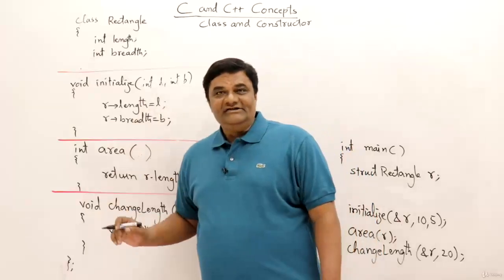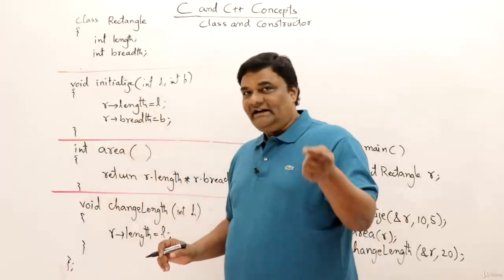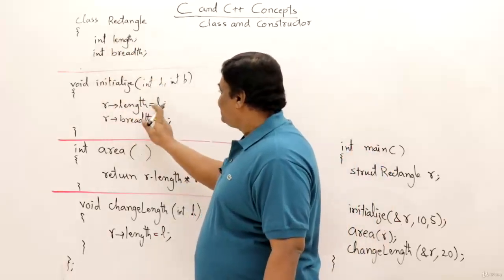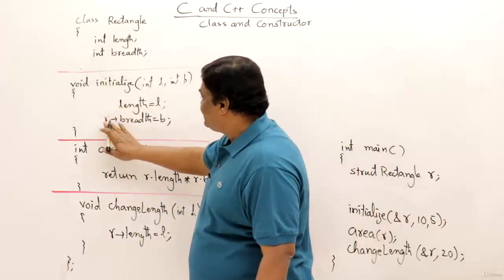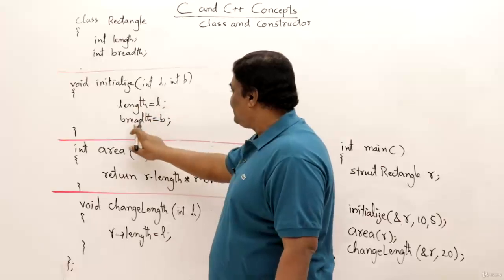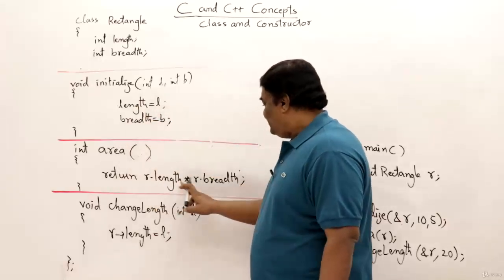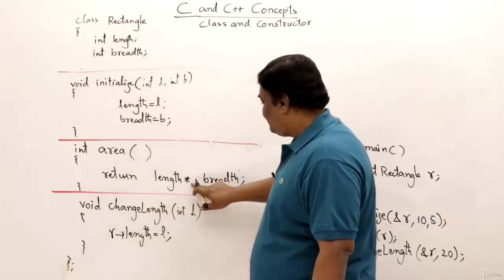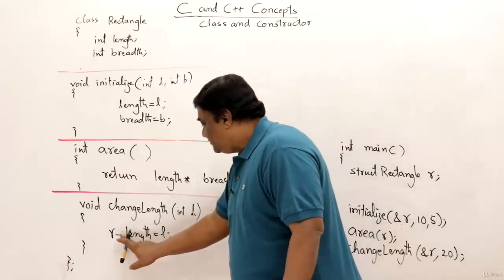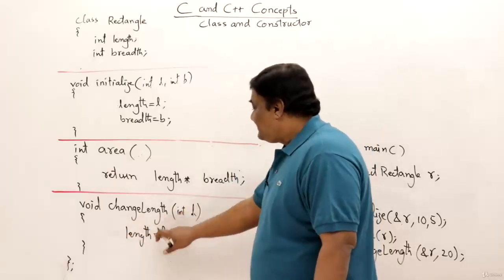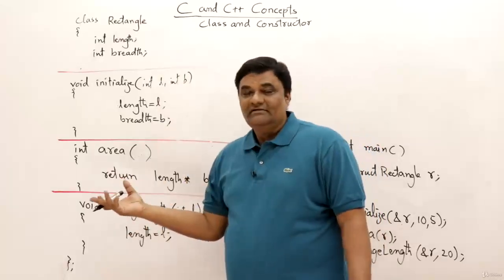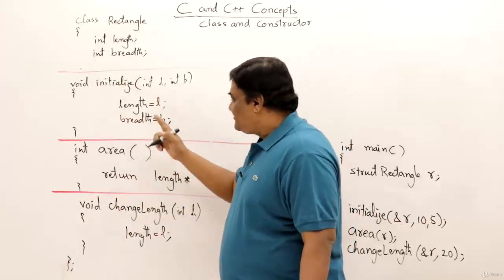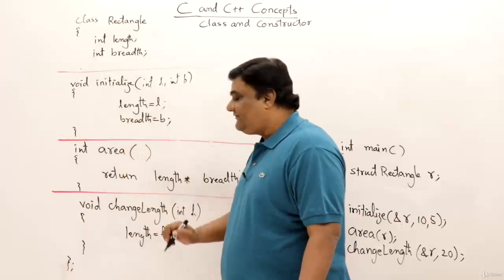So I have made one change. Now a few more changes, again for all the functions. Length and breadth are directly accessible, so no need of this variable name. Just length assign L, breadth assign B. Here also, length and breadth are directly accessible. No need of R here because I have removed the parameter. Now here also, no need of R. It is directly accessing that length. That's it. So this is the initialize function, and likewise the area function and change length function.